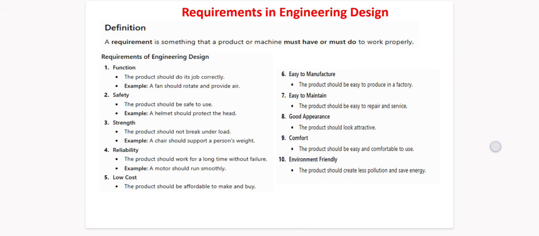The product should do its job correctly. For example, a fan should rotate and provide air. That is the function requirement. Second one is safety. The product should be safe to use. For example, when we are riding a two-wheeler, a helmet should protect the head. Third one is strength.